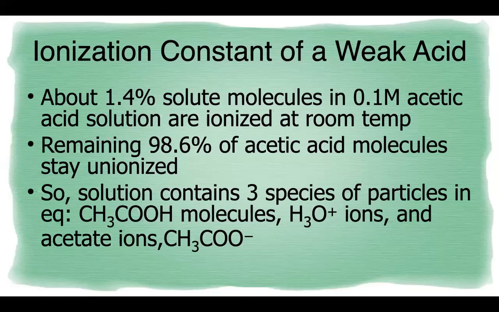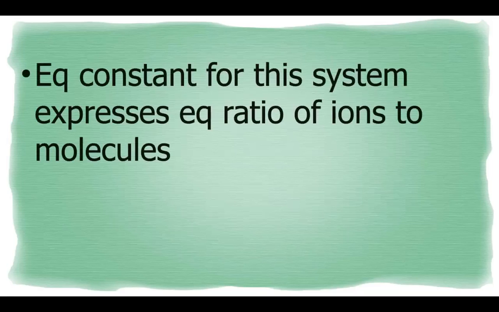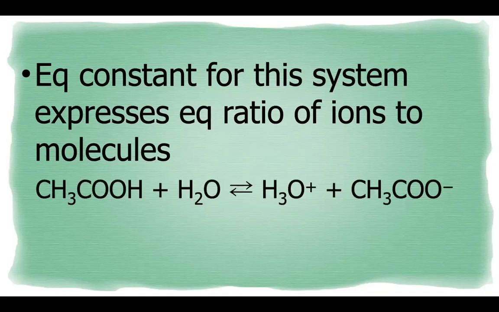So the solution contains three species of particles in equilibrium. You have acetic acid molecules, you have hydronium ions, and you have acetate ions. The equilibrium constant for this system is expressed as the equilibrium ratio of ions to molecules. So we have our overall equation.